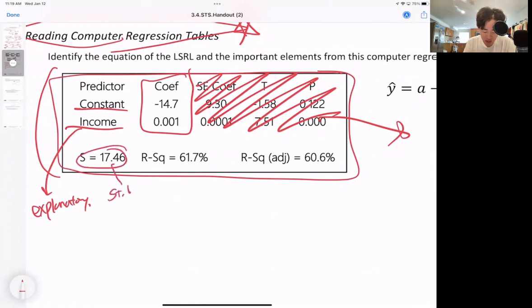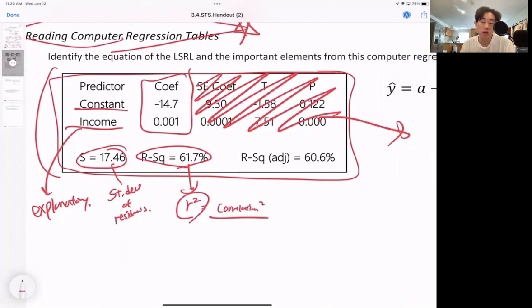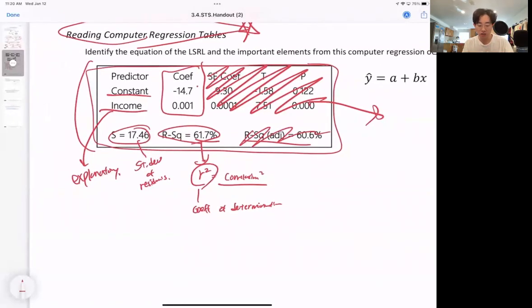S, this is the standard deviation of your residuals. This one is your least squares regression, R squared. Remember, that's R, which is your correlation, squared. Yesterday, we talked about how we can describe R squared. This is called the coefficient of determination. So you can say 61.7% of the variation in the response variable can be explained by the least squares regression line. That template that I went over, please study over that, okay? The R squared adjusted, that also is trash, so you don't have to look at that. So the only numbers that you're looking at are these 4 components.